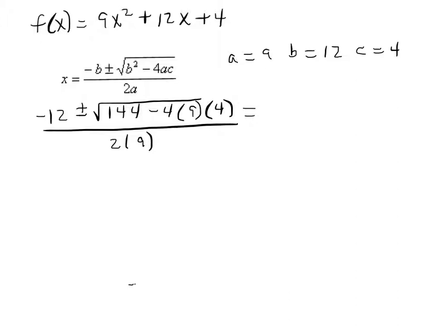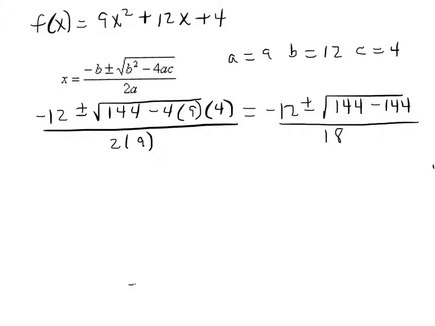Solving underneath my radical, I have negative 12 plus or minus the square root of 144 minus, and then I'm going to take 4 times 9 is 36, times 4 here is 144. So underneath here I have 144 minus 144, all divided by 2 times 9 on the bottom, which is 18. So underneath my square root symbol I have negative 12 plus or minus the square root of 0, all divided by 18. In this case, your discriminant is 0, which means that there's only going to be one possible answer, because the square root of 0 is 0.